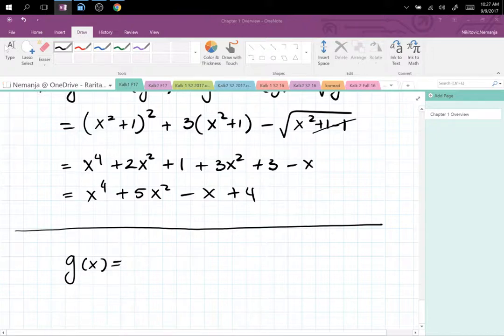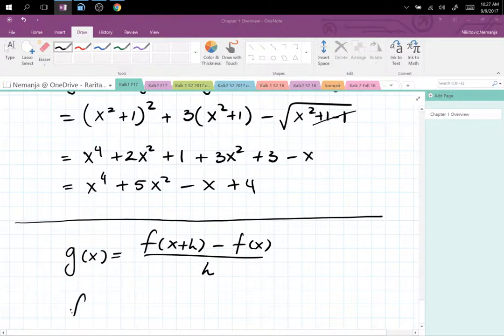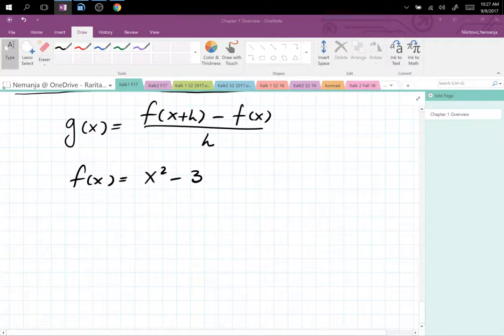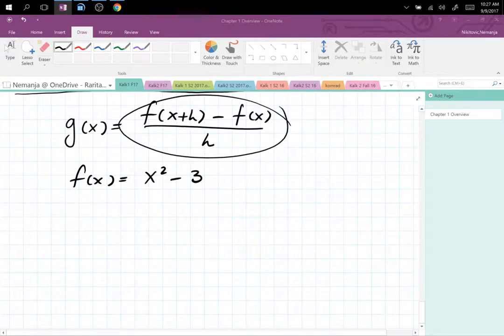g of x is equal to f of x plus h minus f of x, over h, and f of x is equal to, let's say, x squared minus 3. Does anyone remember this? Yes? All right, great. Does anyone remember the name of that?